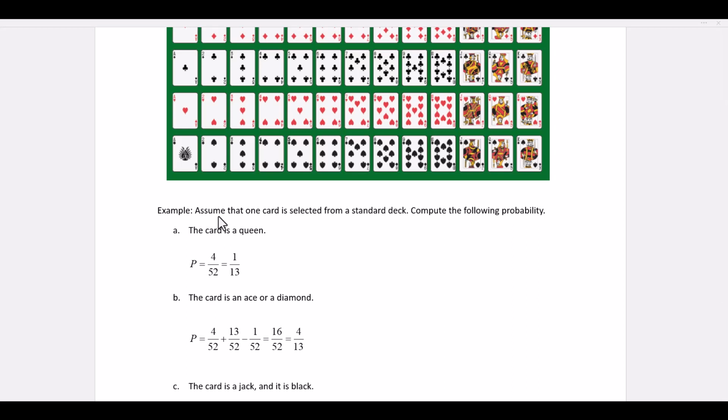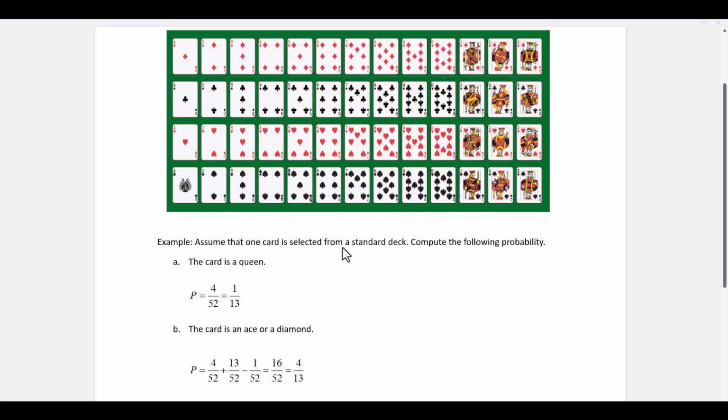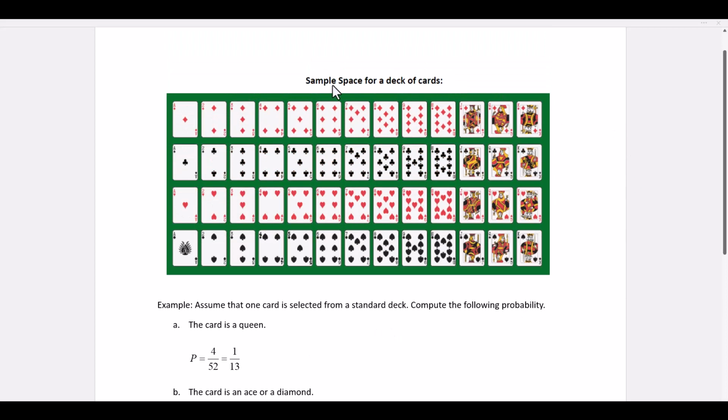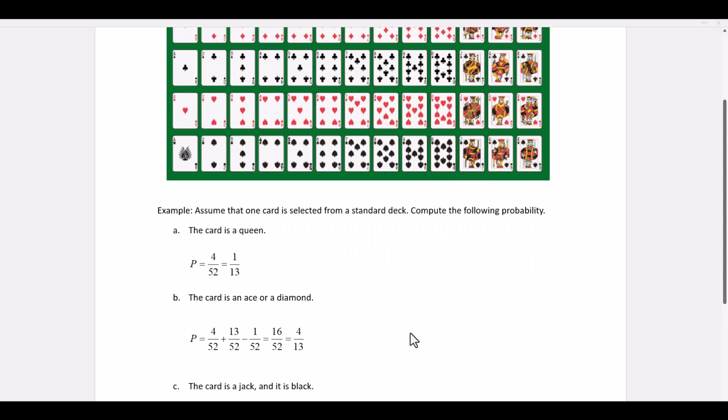So it says, assume that one card is selected from a standard deck. Compute the following probability. So part A says the card is a queen. So we have to look for all the queens in our deck. It turns out that there's 4. So 1, 2, 3, 4. So the chance of selecting a queen is 4 out of 52 cards. This will reduce to 1 out of 13.